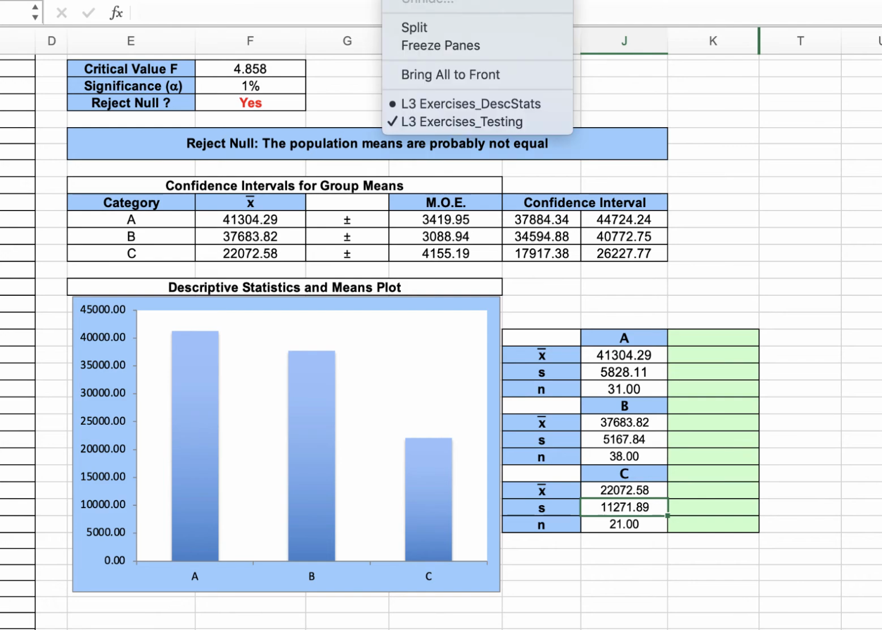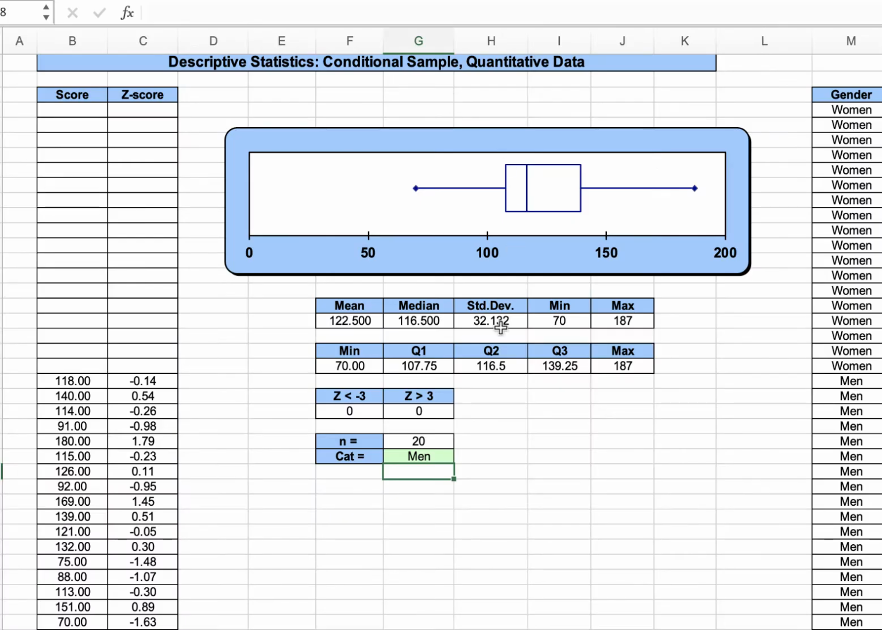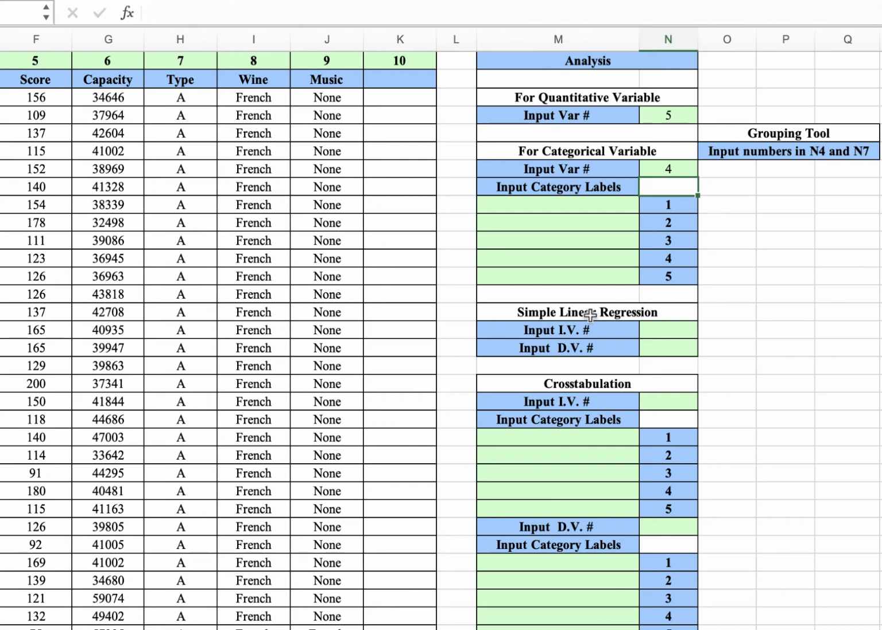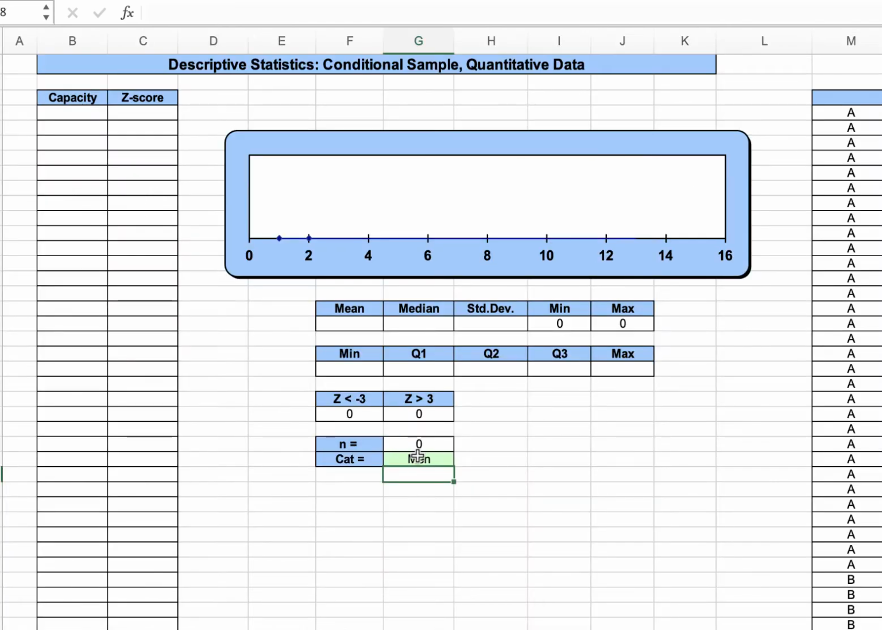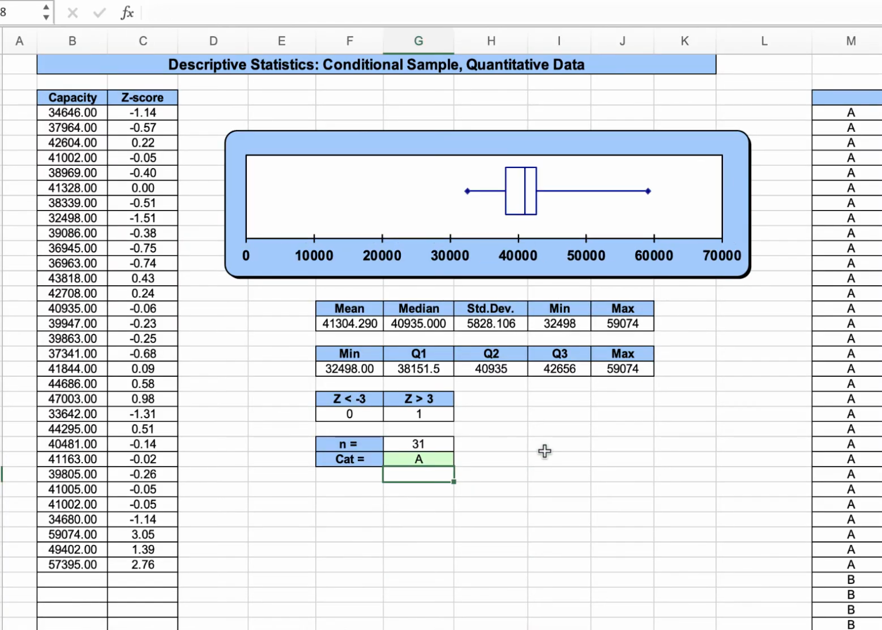So let's look at that on our descriptive statistics to see if we can detect why that is happening in our data. So we're going to change our quantitative variable to number 6, and our grouping variable is going to be those types, variable 7. So A has an outlier. So the A, remember, had the highest range. So maybe A and B are actually closer than we even thought looking at our confidence intervals.